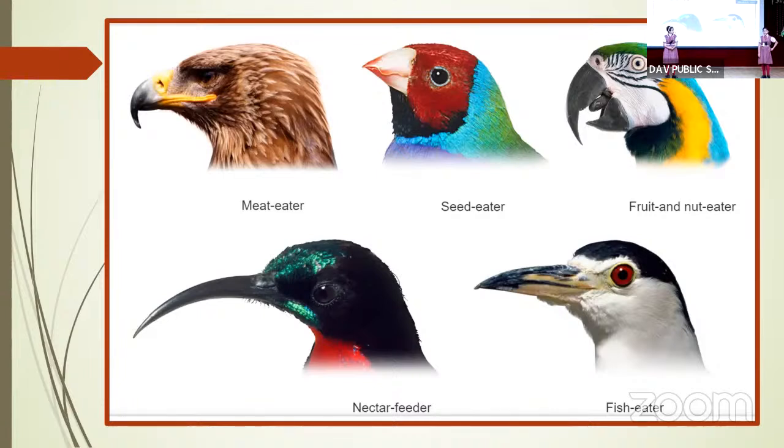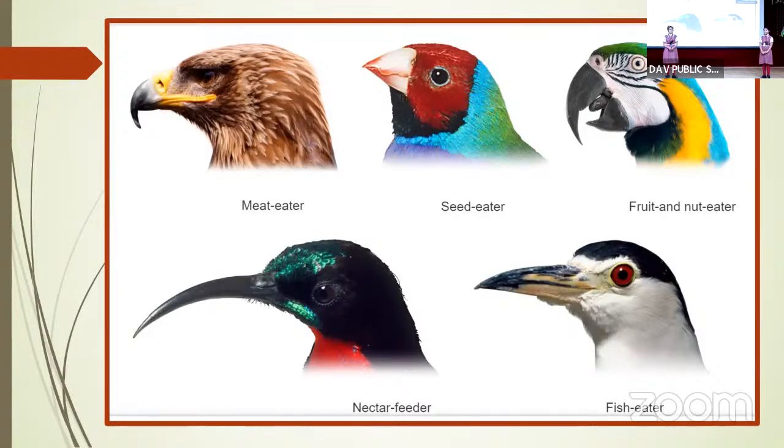First comes the crushing beak. Birds like the sparrows, pigeons, cardinals, etc. have a crushing beak which is short and hard. Such a beak helps them to crush the seeds and grains and make them soft before eating. Next comes the curved beak. Birds like the parrots and macaws have a curved beak. This type of beak helps them to crack the nuts and fruits.